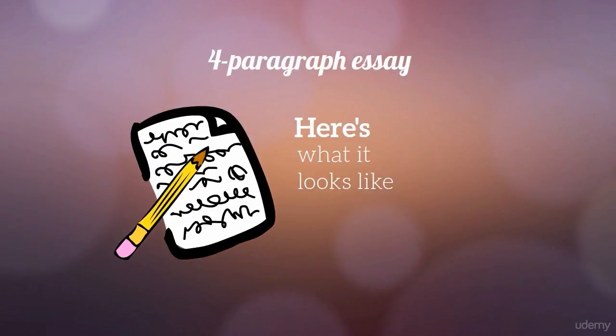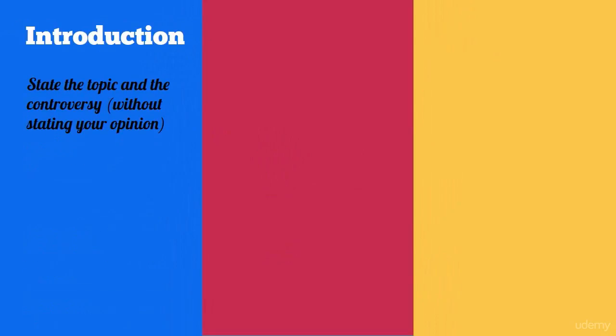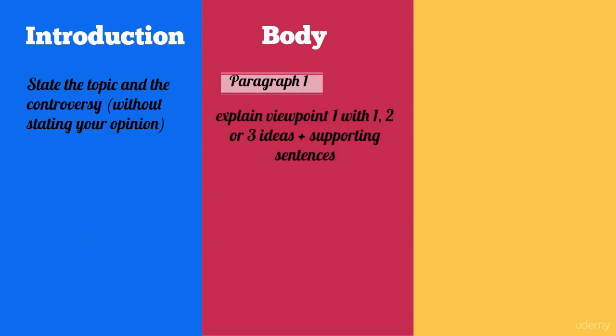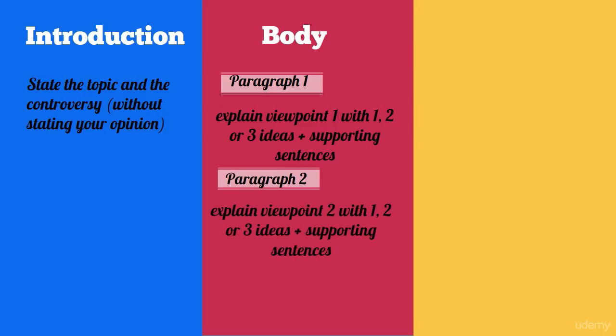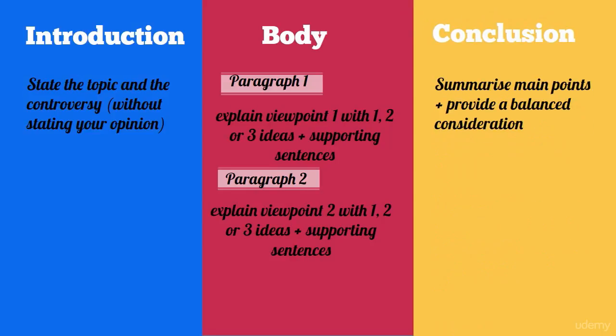Here's what a discursive essay looks like. For the introduction, we should state the topic and the controversy without stating your opinion. For body paragraph 1, we should explain viewpoint 1 with 1, 2, or 3 ideas combined with supporting sentences. For body paragraph 2, we should explain viewpoint 2 with 1, 2, or 3 ideas combined with supporting sentences. For the conclusion, we should attempt to summarize the main points and provide a balanced consideration.